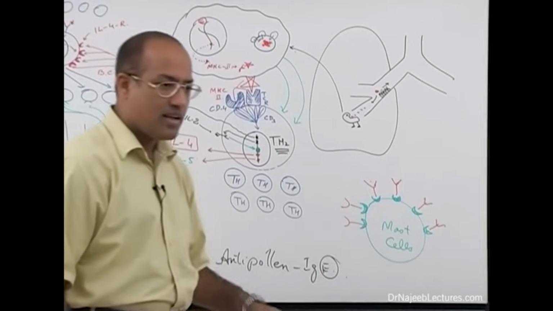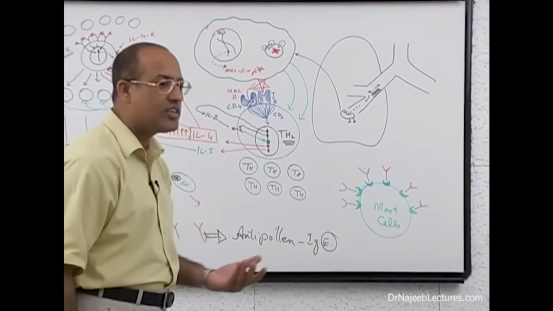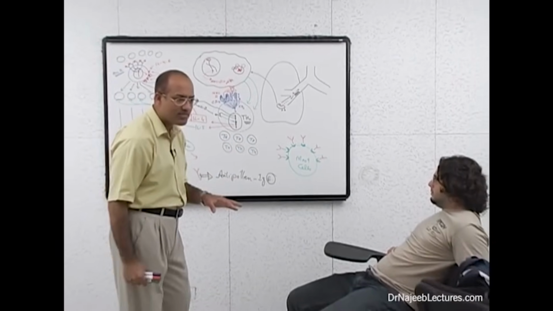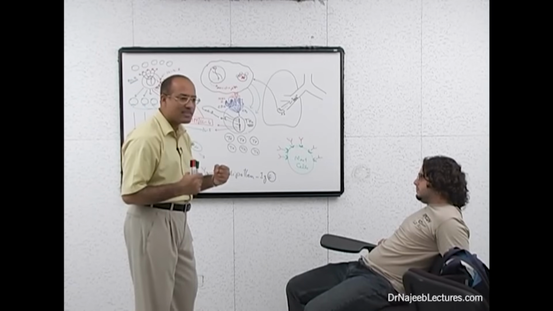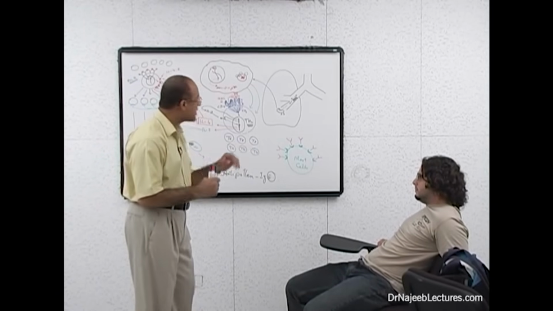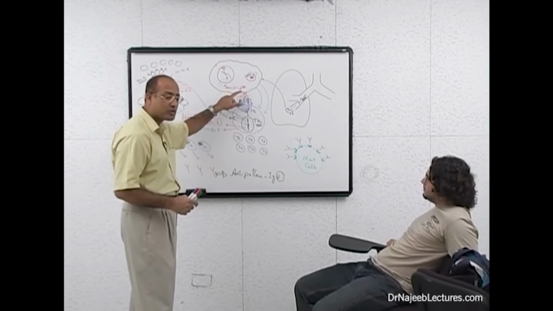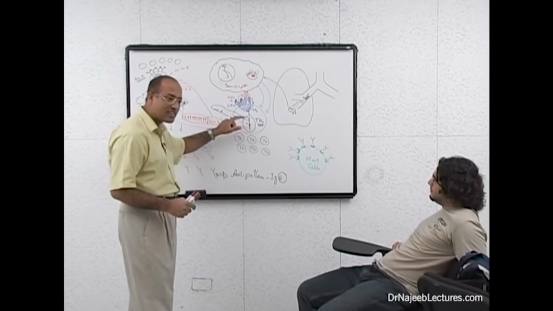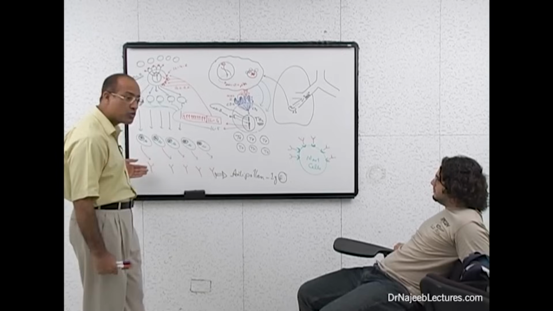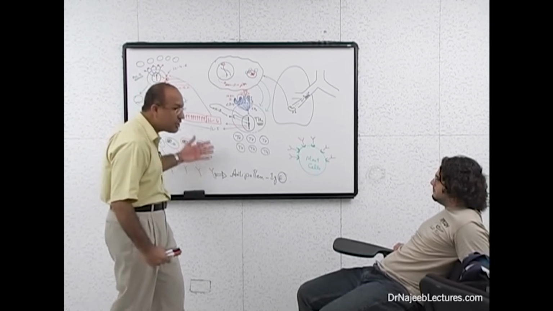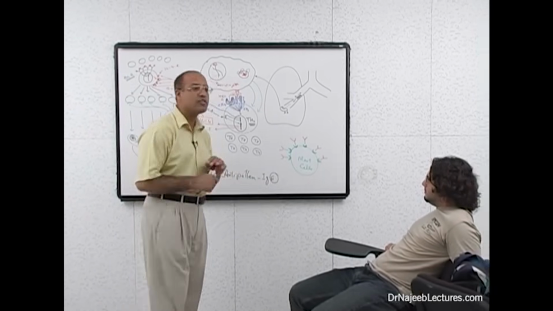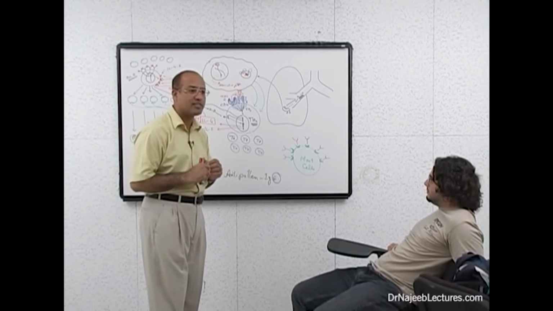But now he has a change, and this change takes how much time? It takes about 10 to 15 days. So when he went to the party and met the new flowers, new pollens, unfortunately he processed the pollen and presented it to the T cells, and T cells were capable of converting the B cell into plasma cell, which produces anti-pollen IgE, and anti-pollen IgE is now loaded on the mast cells and the basophils. This whole process takes 10 to 15 days.